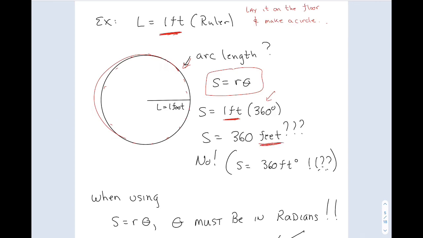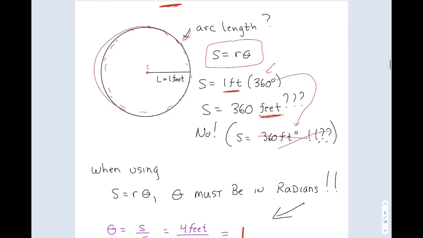So I multiply those out, and that says 360 feet, and that makes no sense, because if you do this in your room, you know that when you walk around your ruler in a circle, that's the center, you're not going 360 feet. So what's wrong with this is I ignored that unit. Actually, it'd be 360 feet degree, which is useless.